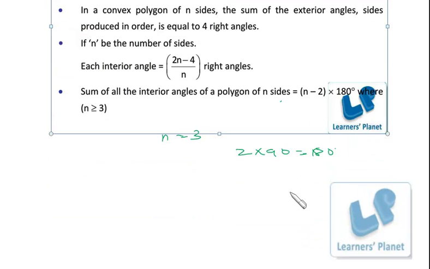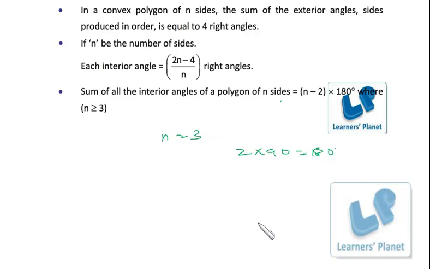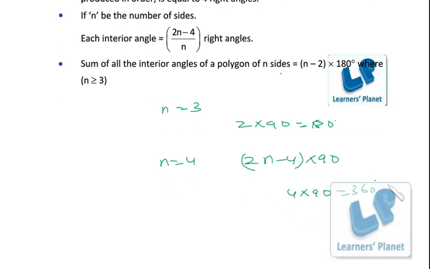Similarly, if n is equal to 4, that means it is a quadrilateral. So it is 2n minus 4 into 90. When n is equal to 4, 4 into 2, 8 minus 4, 4 into 90, that is 360 degrees. So the sum of all the angles of a quadrilateral is 360 degrees. Maybe it is a square, a parallelogram, a normal quadrilateral, a rhombus, or any other closed four-sided figure. The sum of all the angles will be 360 degrees. As of now, we are not commenting on individual angles because it depends.